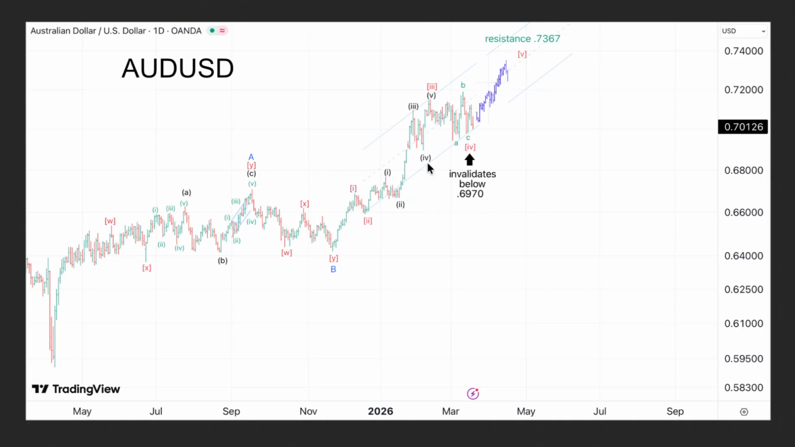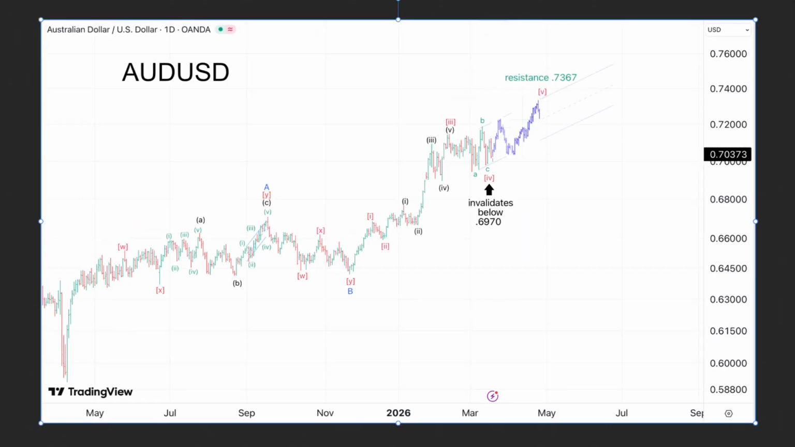0.6970 is going to dictate whether this trend is exhausted or it has one more move up before exhaustion finally kicks in. And resistance we're going to see is 0.7367. That's typical for this next slide also.